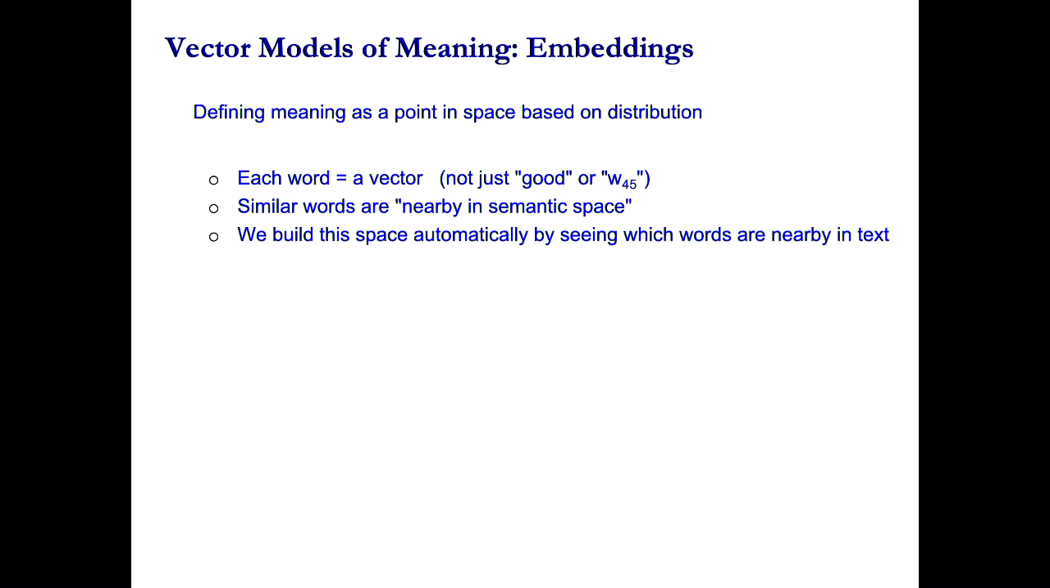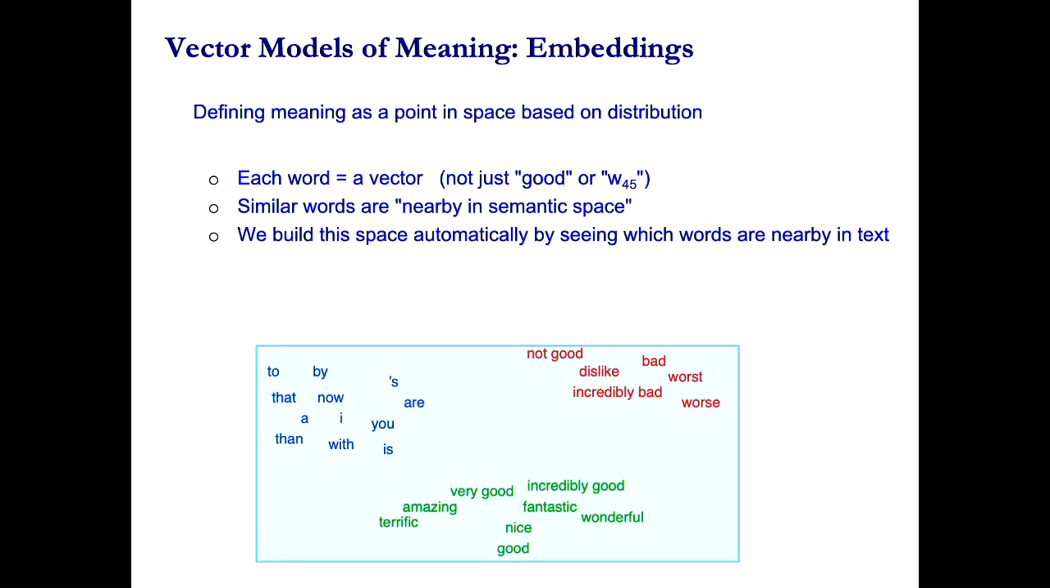Each word is a vector, of course. Similar words are nearby in semantic space because they have the same context. And we build the space automatically by seeing which words are nearby. And by doing that, you see that certain words are going to be near each other. They tend to have the same words around them. It's like incredibly bad, worse, not good. Right? These words tend to be used in the same places with movies and food and so forth.